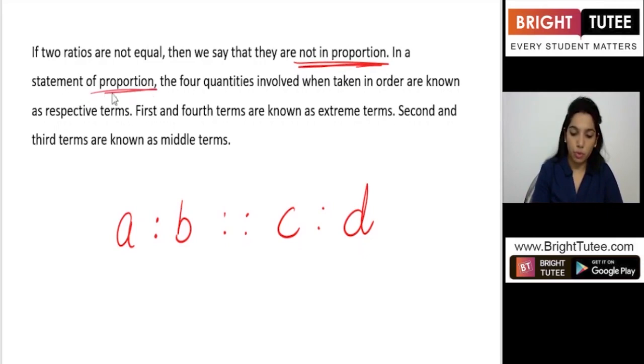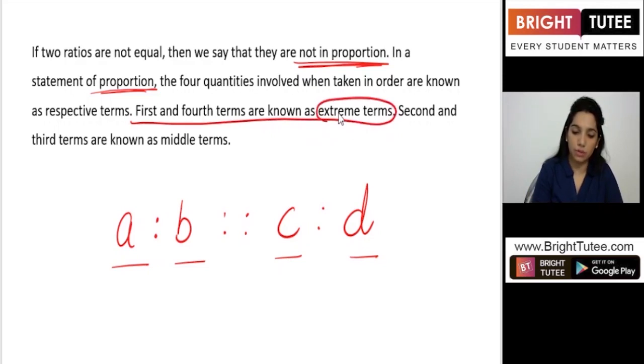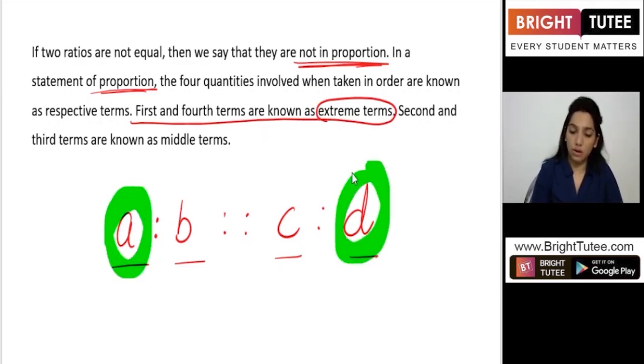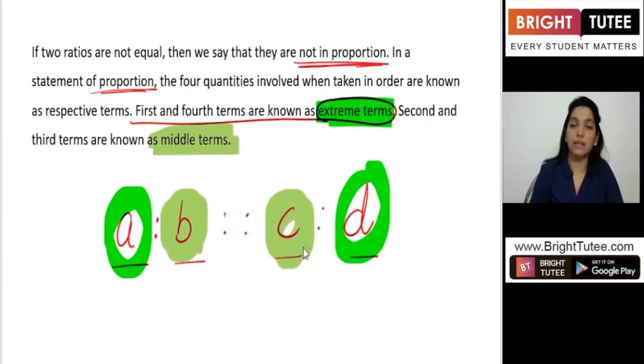In the statement of proportion, when they are in proportion, then the four quantities that are involved, that is A, B, C and D, they are taken in a certain order, and these are the respective terms. The first and the fourth term are called the extreme terms. Which ones? Let me just color them here. The first one and the fourth one, these two are the extreme terms, okay? And the middle terms are the ones sitting in the middle, that is B and C. I hope this is clear.